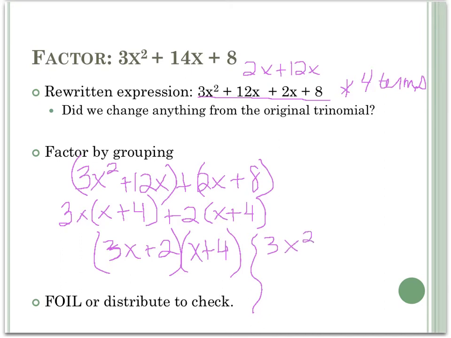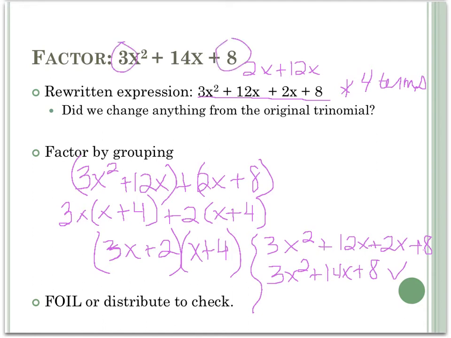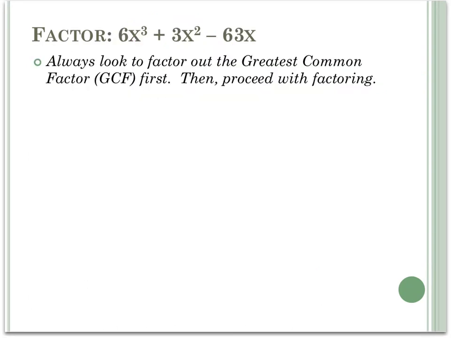By foiling or distributing, we can quickly check this. 3x squared plus 12x plus 2x plus 8 does indeed give 3x squared plus 14x plus 8, our original problem. The key steps here were multiplying our leading coefficient by our constant, looking for those pairs of numbers that add up to the middle term, and rewriting it so we can factor by grouping. Let's look at another example.